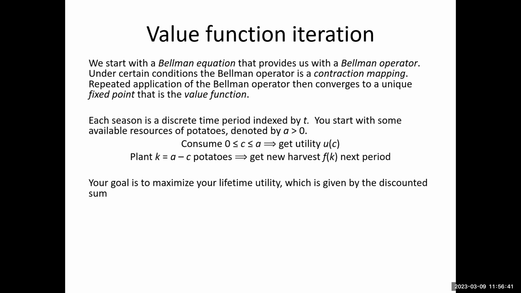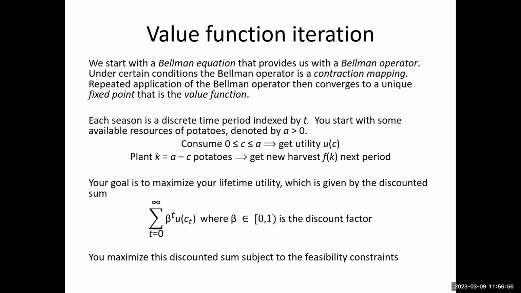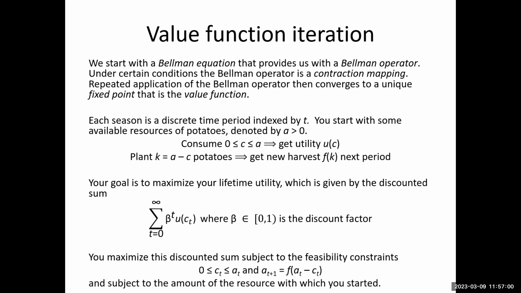We suppose that you live forever, and your goal is to maximize your lifetime utility, which is given by this discounted sum. You maximize this discounted sum subject to these feasibility constraints and subject to the amount of the resource with which you started.